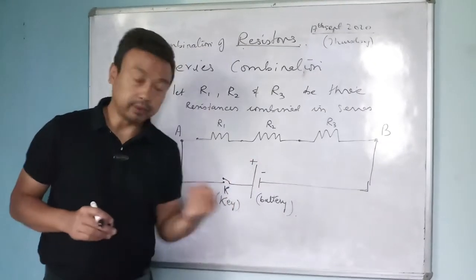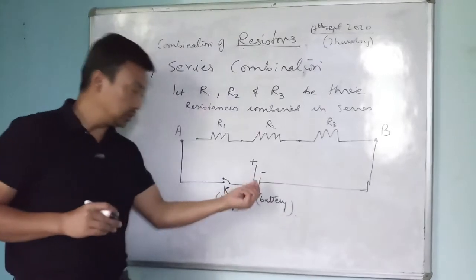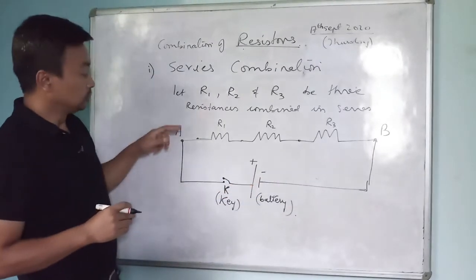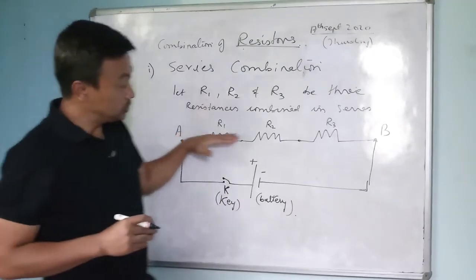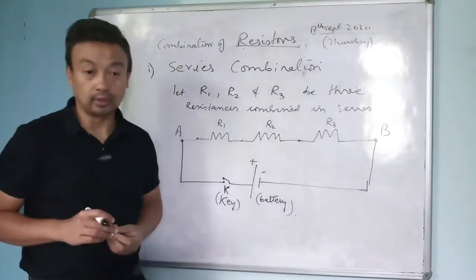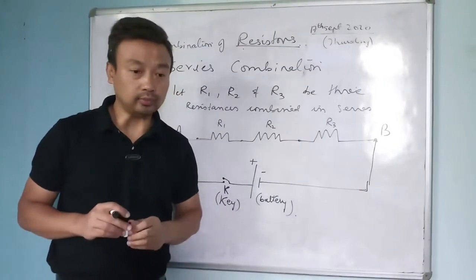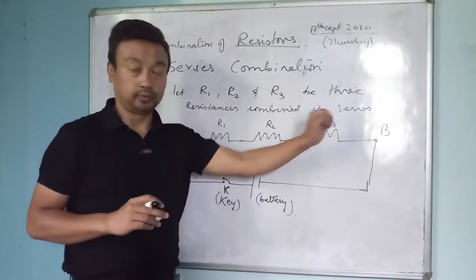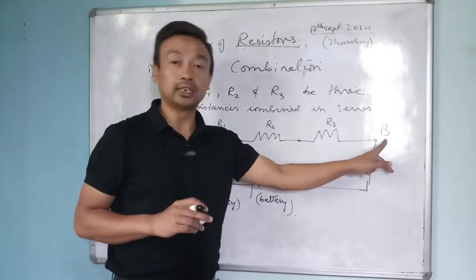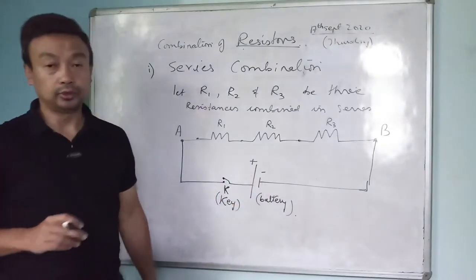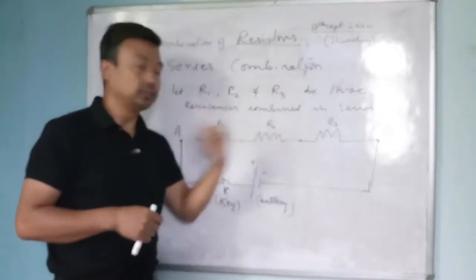Now what is the main purpose of the battery? To draw the current. So the current will start flowing from the positive terminal. It will come to the higher potential A because it is connected to the positive terminal, and we see that there is a single path for the current to flow. So the same current will flow through all the resistors, and it will come out at the negative terminal B and again come to the negative terminal of the battery. This is how we can combine the resistances. We have taken three resistances, but there can be more than three, or you can have only two.